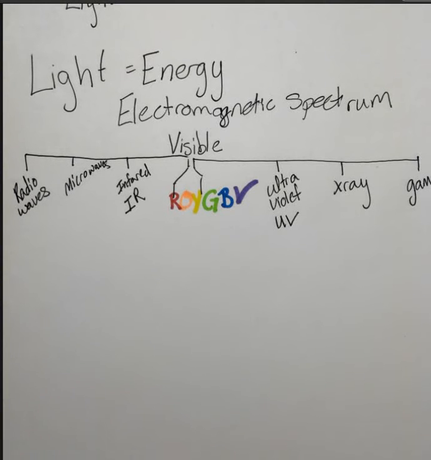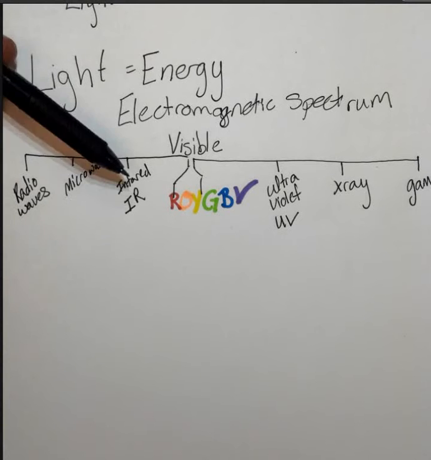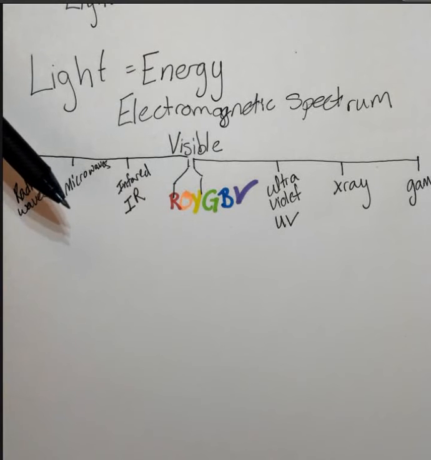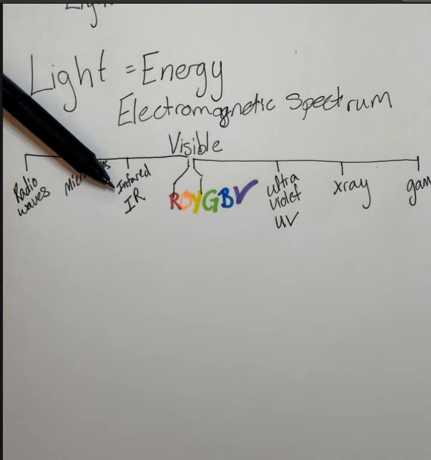Okay, so microwaves actually have less energy than infrared waves. And your infrared waves have less energy than all of your visible light. Infrared is what we use to create heat vision or night vision. And if you're a Schwarzenegger fan, this is what Predator sees with.